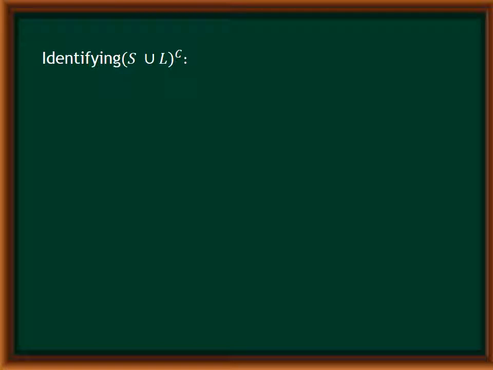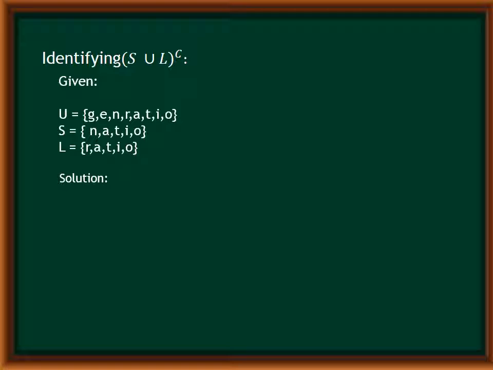Now let us identify the complement of the union of set S and L. So we have there our given for universal set, S, and set L. Now, the first thing that we need to do is to evaluate the operation inside the parenthesis before looking for its complement. So, we have there union of set S and L.